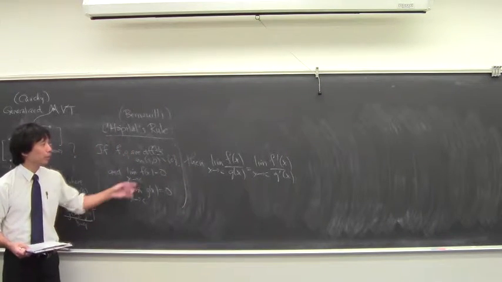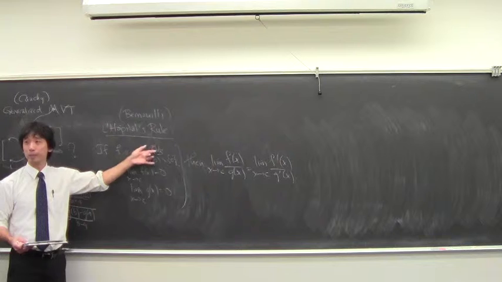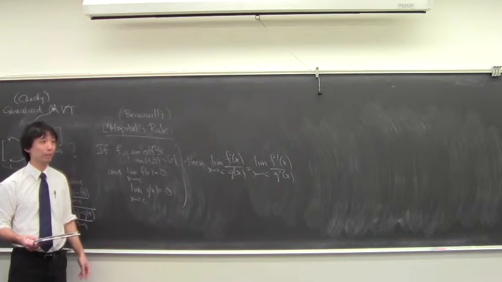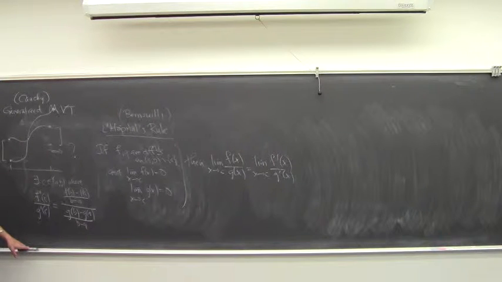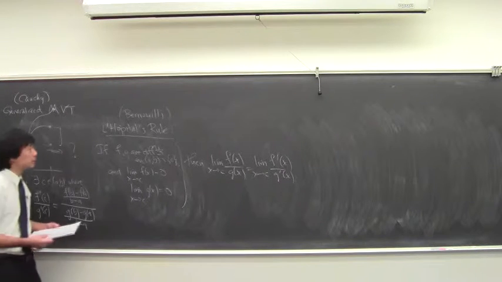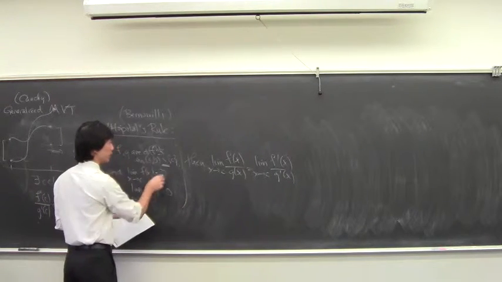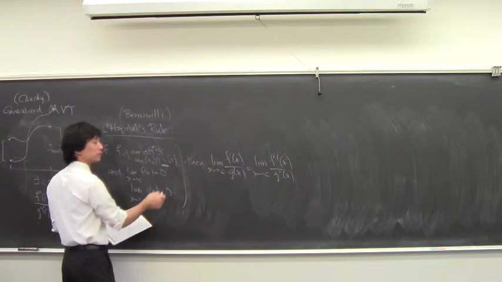Then the limit of the quotient is the limit of the quotients of the derivatives. What's that symbol between a, b, and c? Okay, not including, so excluding the point c.